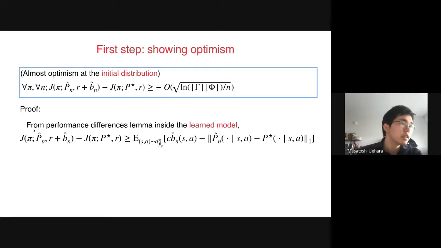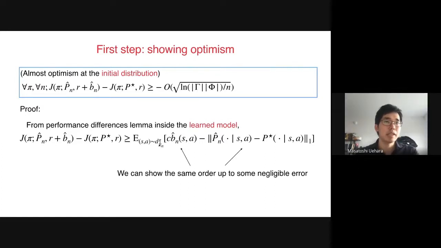How to prove that? So the first step is using the performance difference lemma inside the learned model. The key difference compared to previous work is that we use the performance difference lemma inside the learned model. Performance difference lemma is used a lot in the literature, but usually they use this lemma inside the true model, in the sense that this p hat n in the expectation is usually p star. But we flip the role, so the expectation is taken over the learned model, and that's very important.